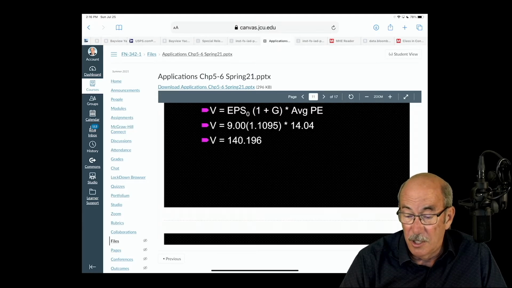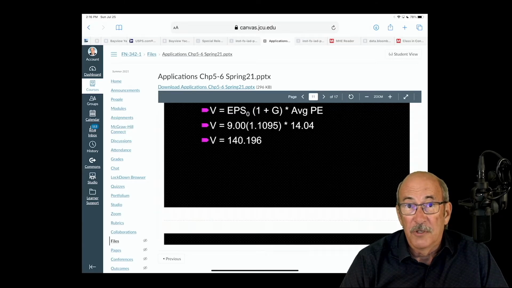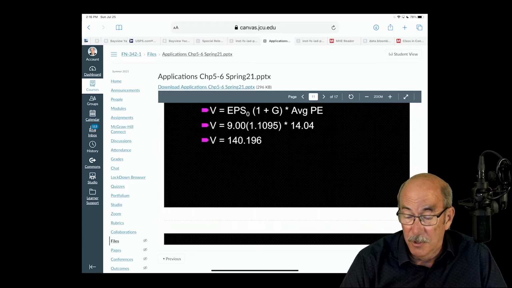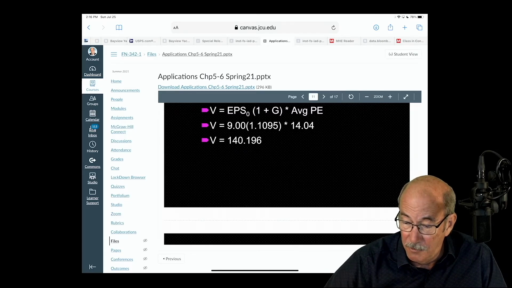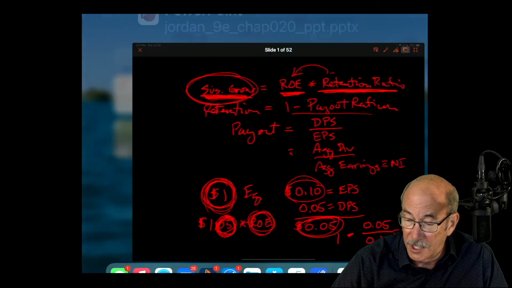And then plugging in our numbers, our current earnings were $9 per share. The growth rate was 10.95%, so 1 plus that is 1.1095. And then times our historical average PE. And that gives us 140.196. Now, why is that the case?